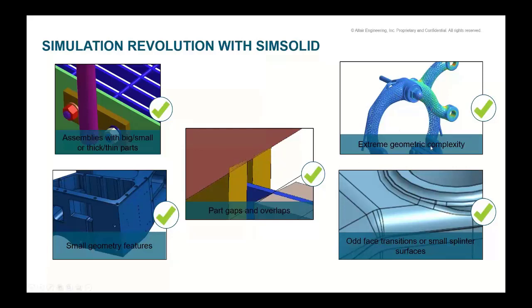You can also start looking at extreme geometric complexity. So if you want to bring in any lattice structures or any scanned data, you can also simulate your stress analysis using these kinds of inputs. And where you might need odd face transitions or small splinter surfaces in the drawing of your CAD, this doesn't get affected in your results either. So you won't see lines of meshes around these focus areas, and you won't get singularities again.